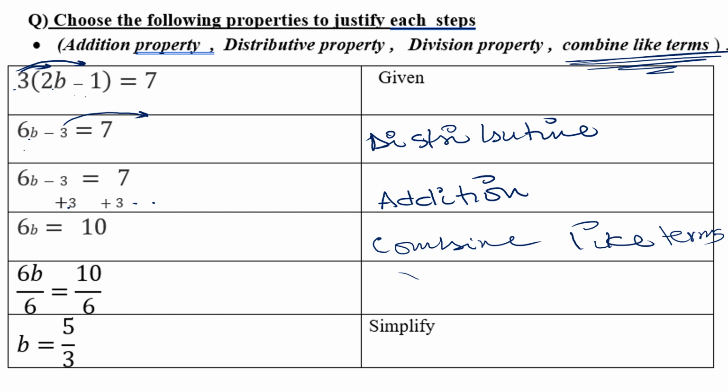Now what I did, to get rid of this 6, I am dividing both sides by 6. So what is the name of the property? Yes, it is the division property of equality. Now I get my final answer as b equals 5/3.